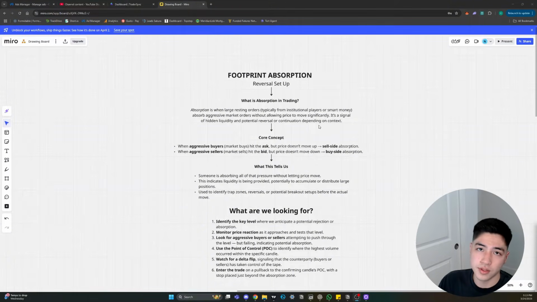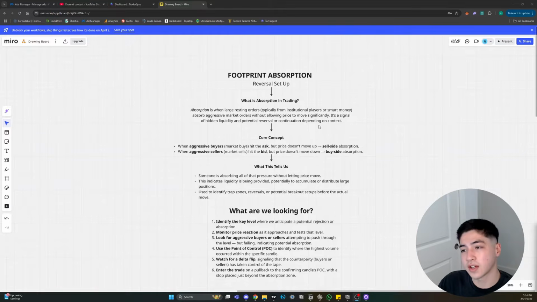The core concept of absorption is when aggressive buyers are hitting the ask and price doesn't move, that's sell side absorption, and vice versa. If aggressive sellers are hitting the bid, but price doesn't move down, that is buy side absorption. And if you don't know what the bid and the ask is, we went over that in our last video, so it might help you understand this video a little bit more. But that's the basic concept of absorption.